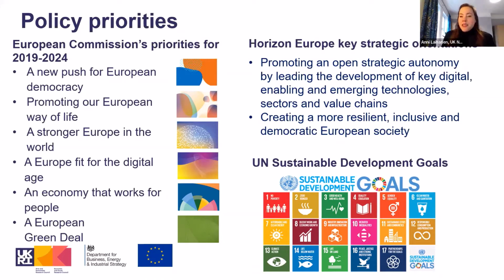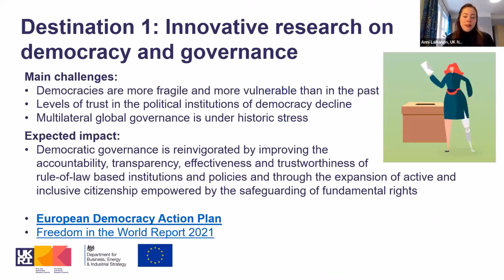So I will now go into the detail of the first destination. The first destination, democracy and governance, addresses the challenges of democratic fragility and vulnerability, declining levels of trust in democracy, and the stress on multilateral and global governance. The expected impact of projects under this destination is a reinvigorated democratic governance.